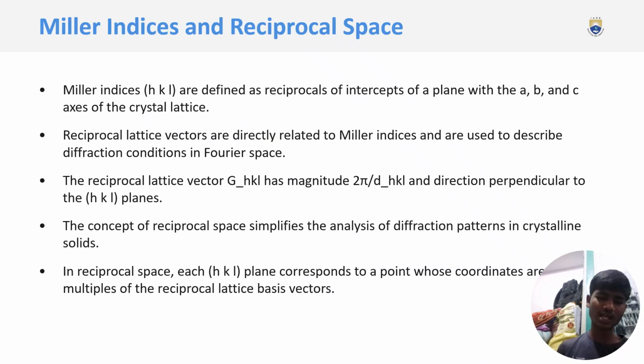Miller indices and reciprocal space. Miller indices HKL are defined as reciprocals of intercepts of the plane with the a, b, c axes of the crystal lattice. Reciprocal lattice vectors are directly related to Miller indices and are used to describe diffraction conditions in Fourier space. The reciprocal lattice vector G_HKL has magnitude 2π by d_HKL and direction perpendicular to the HKL planes.